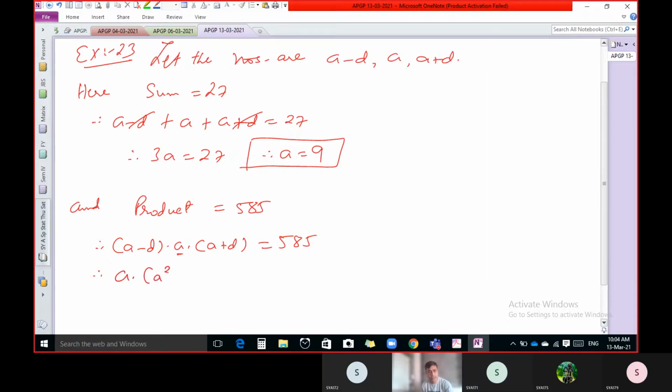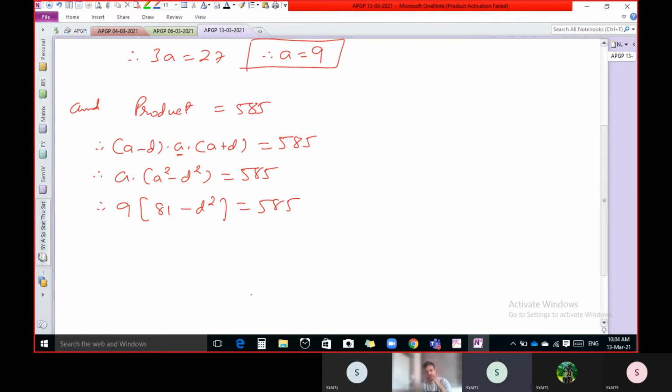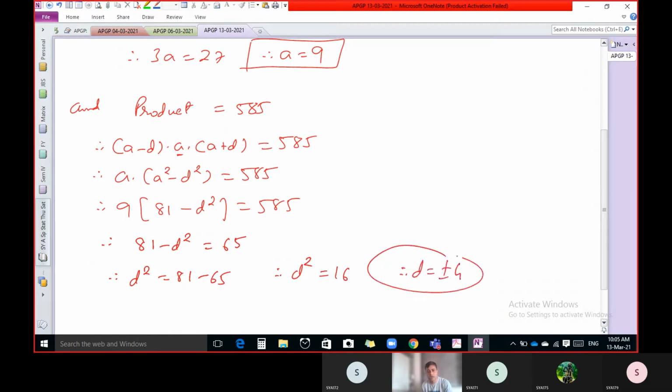So a as it is, a square minus d square. Now put a equal to 9. So 9 square is 81. Either you open the bracket or divide both sides by 9. Better to divide both sides by 9. Tell me, if we divide by 9 on both sides, what do we get on the right hand side? 585 divided by 9 is 65. So if we take d square to the right side and 65 to the left side, we get d square equal to 16. So we get d equal to plus or minus 4.